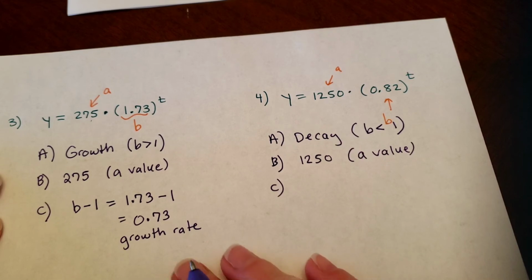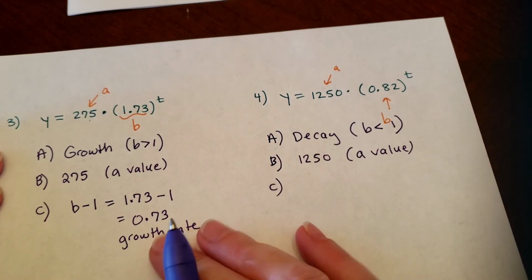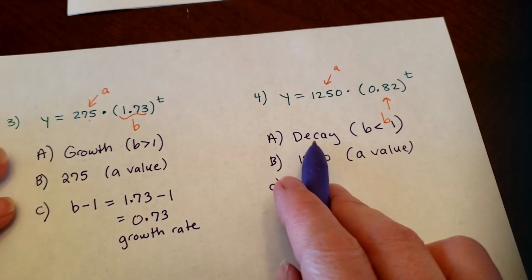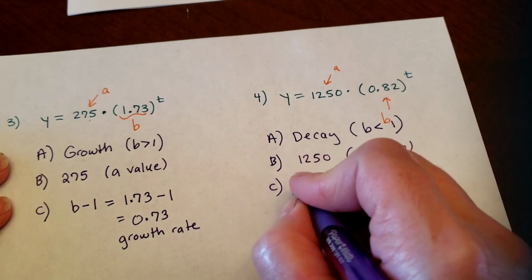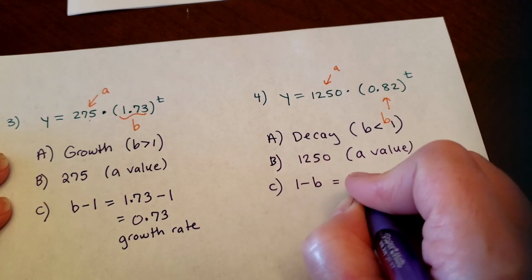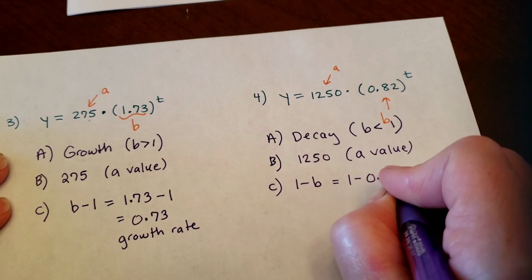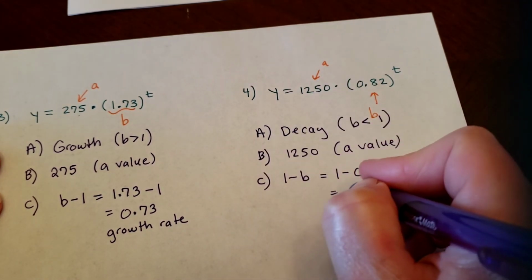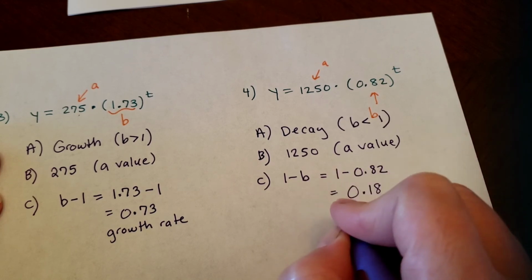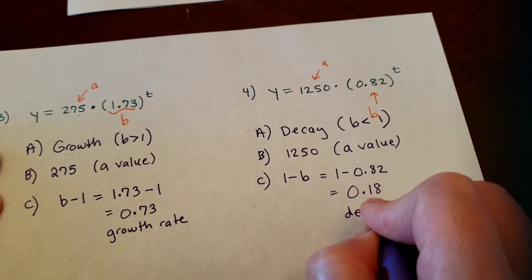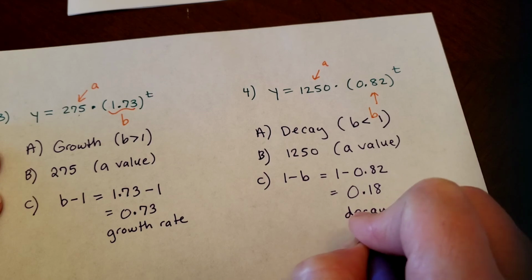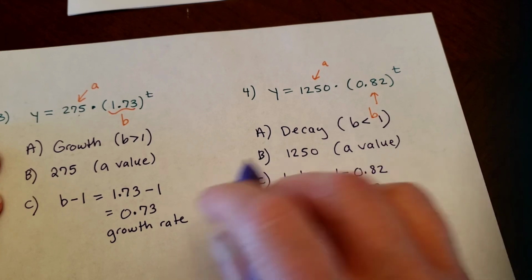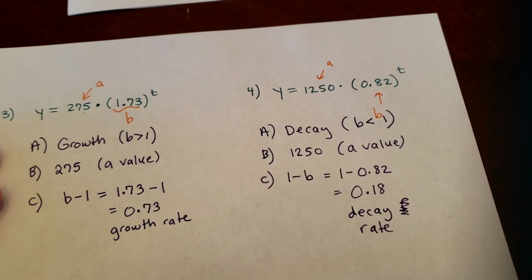And lastly, part C, find the growth rate or the decay rate. Since we have decay, we're going to use the formula for decay, which is 1 minus B. So 1 minus 0.82. When you subtract that, you get 0.18. So this is your decay rate. I almost wrote factor.